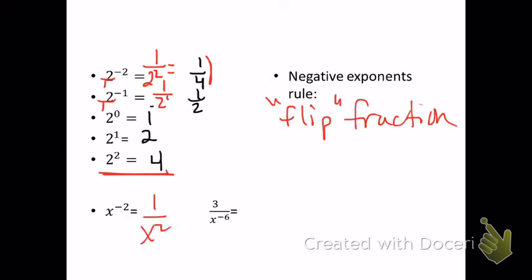Now look here, in the next example, the negative 6 exponent is already in the bottom of the fraction. So again, it does get flipped upside down, so we have 3x to the 6. Notice I didn't move the 3, okay? It just moves positions up or down.